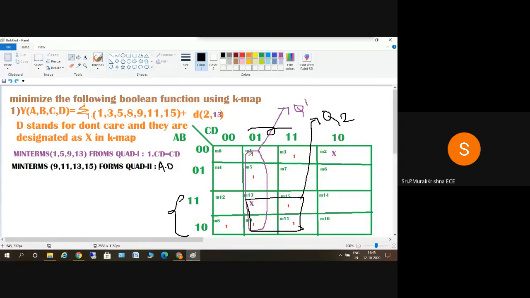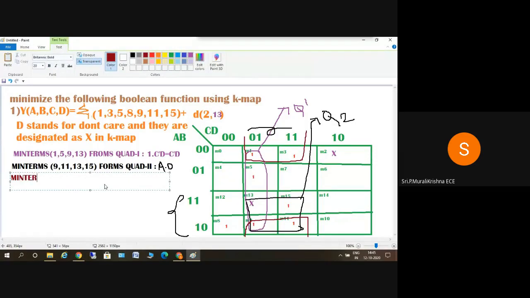Now I can take these two values, M1, M3, and the next ones, M9, M11. They can form a quad here. Clear? This is the thing you have to observe here: these two rows can also be grouped. So the minterms 1, 3, 9, 11 form quad 3.